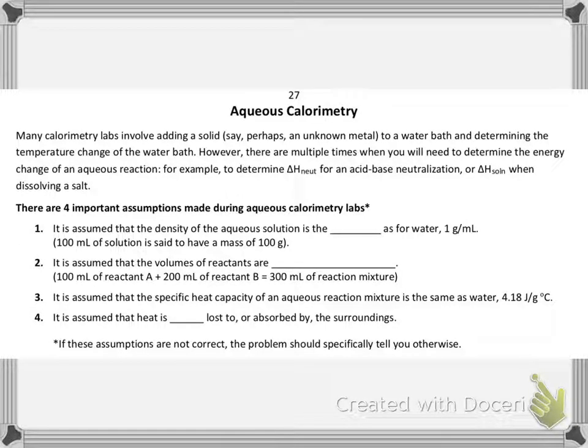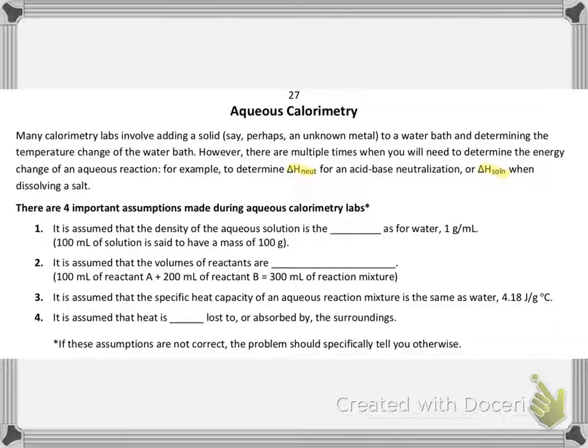Today we're going to talk about aqueous calorimetry. Now, many calorimetry labs involve adding a solid, like an unknown metal, to a water bath to determine the temperature change of the water bath. However, there are multiple times when you need to determine the energy change of an aqueous reaction. That could be determining delta H neutralization for acid bases, or delta H solution if you're dissolving a salt.